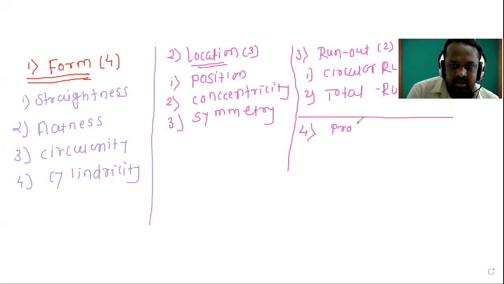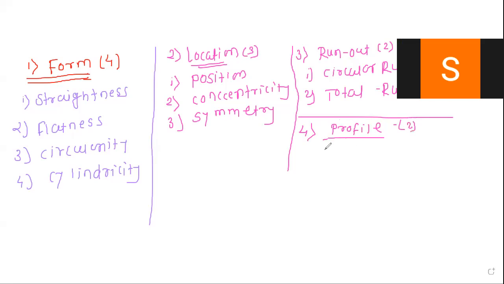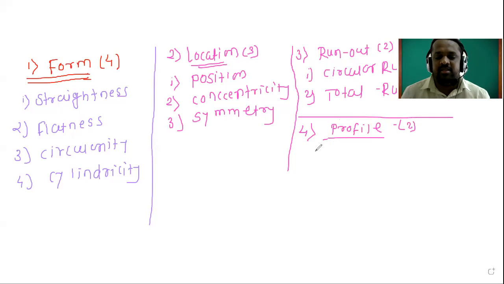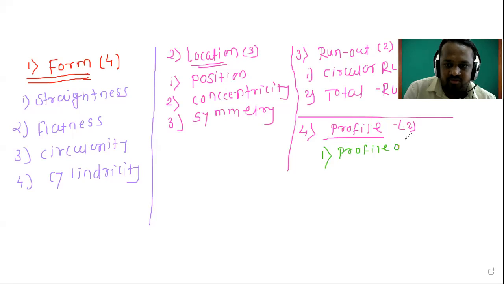Then the fourth is the profile. Again inside that profile, how many? Two. What are those two characteristics? First is the profile of line, and the second is the profile of surface.